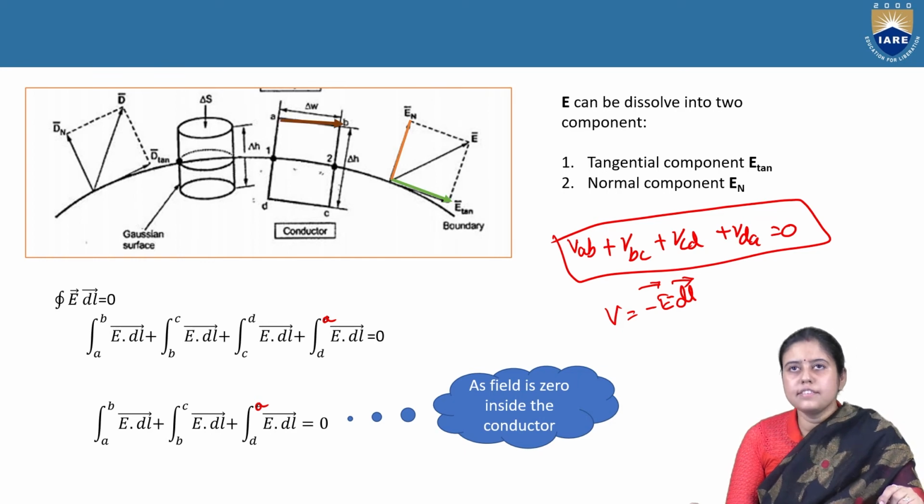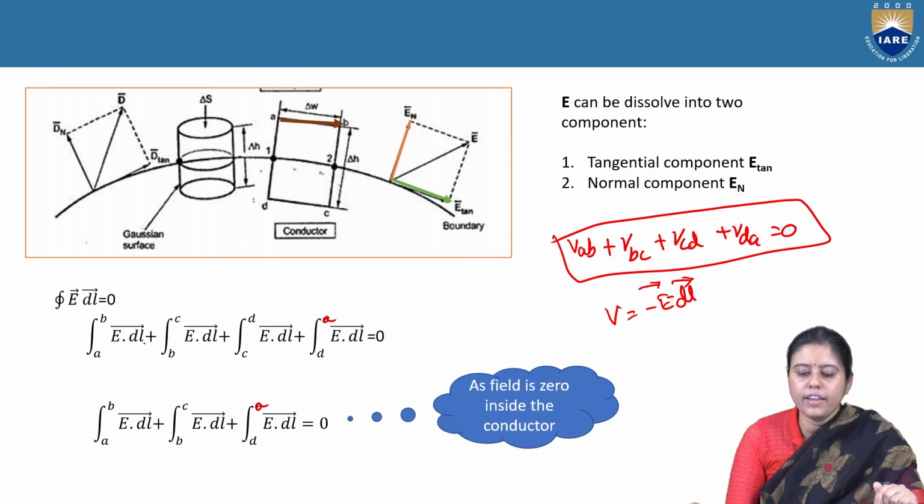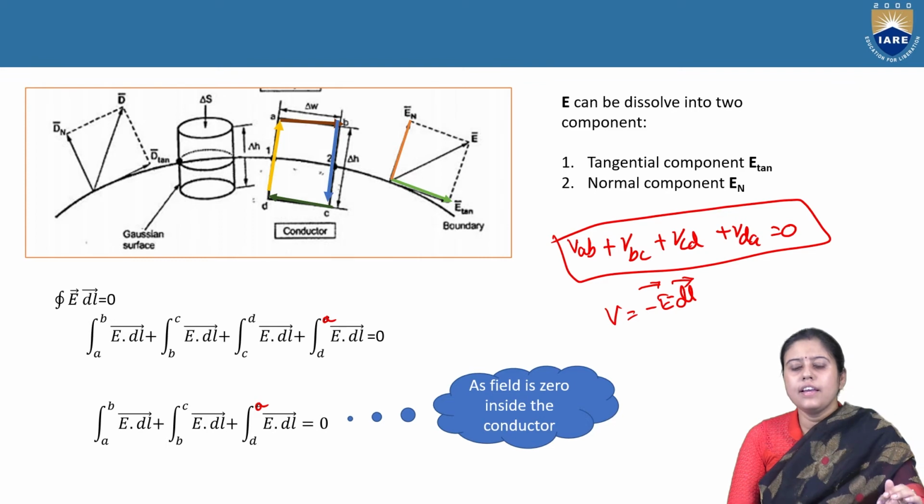So you can see this is our EAB closed path. If we take this rectangle EAB, the integral of E dot dl from A to B, plus E dot dl from B to C, plus E dot dl from C to D, plus E dot dl from D to A, is equal to 0.